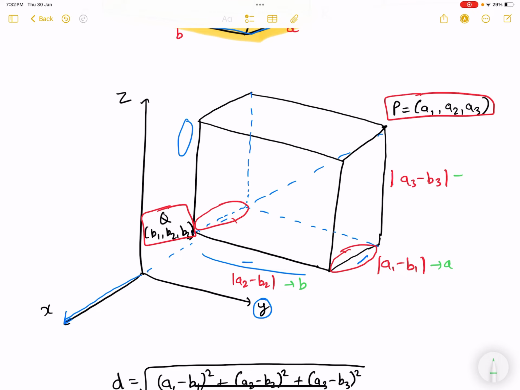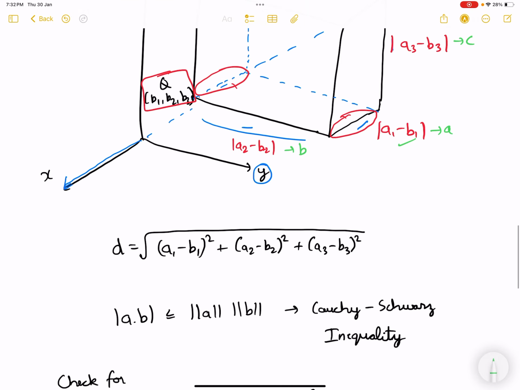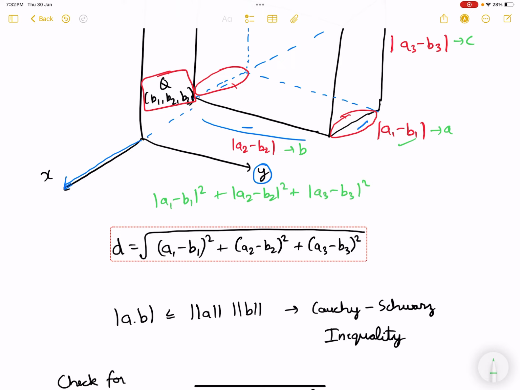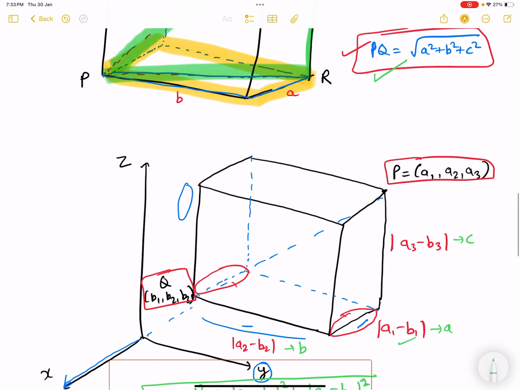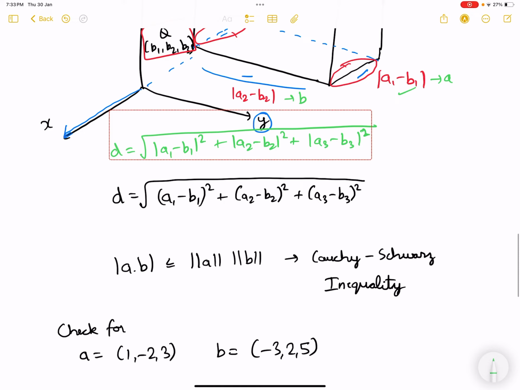So it is a1 minus b1 whole square plus a2 minus b2 whole square plus a3 minus b3 whole square. Since it's a square, the distance is the square root of this, according to this formula. Now we have found the same thing. So this is the formula of the distance.